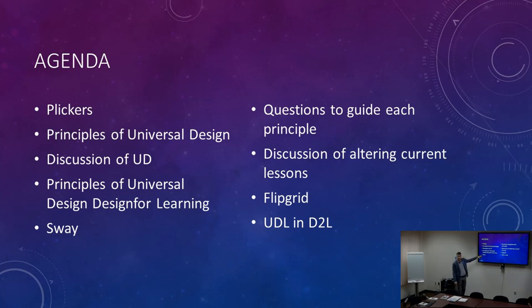We'll look at Sway, which is something else that you can consider using with your courses. We have access to Sway through Microsoft Office. It's a Microsoft Office product, so we'll have that. We'll look at the questions that you can consider as you look at the three different principles of universal design for learning. We'll have a discussion of how you can just make small changes and alter some of your current lesson plans. We'll look at Flipgrid, which is also in the Microsoft family and is free to us. And then we'll look at UDL and D2L.